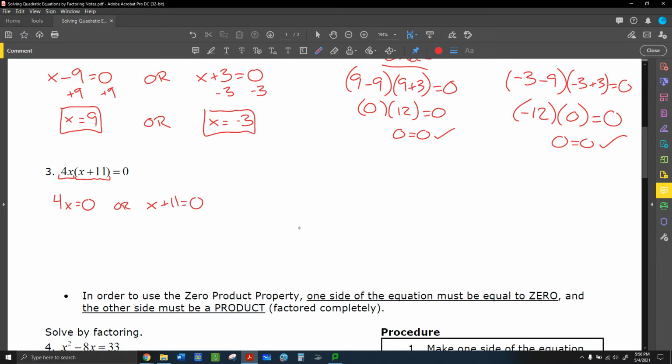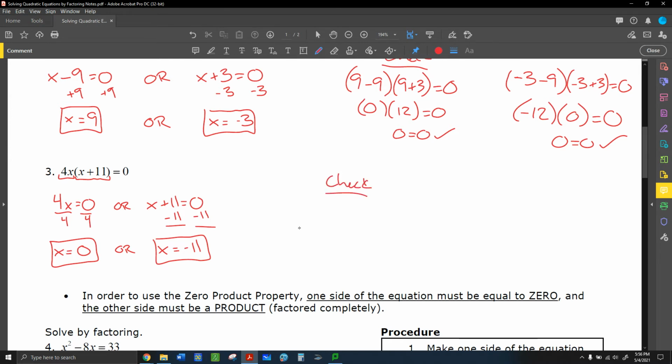So in order to solve both of these, for the first one on the left-hand side, divide by 4 on both sides, and we get x is equal to 0. That's one solution. For the other equation, if we subtract 11 from both sides, we get x is equal to negative 11. Let's go ahead and check both of those solutions.